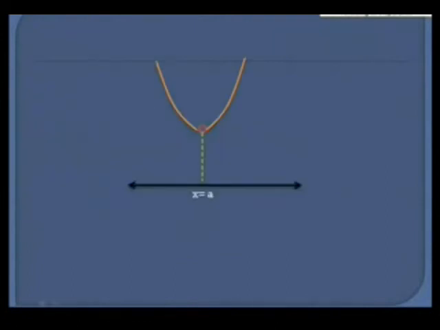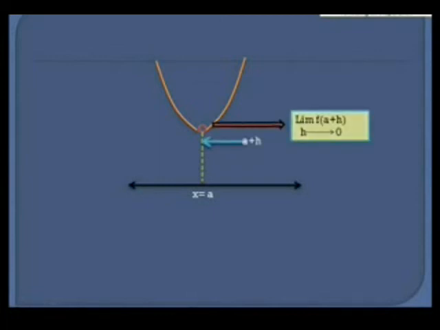Now this is the graph of y equal to f(x), and this is the point x equal to a. If I take the values of x which are very close to a but are greater than a, then a plus h denotes such points, and this denotes the limit of f(a plus h) where h tends to 0, the right hand limit.